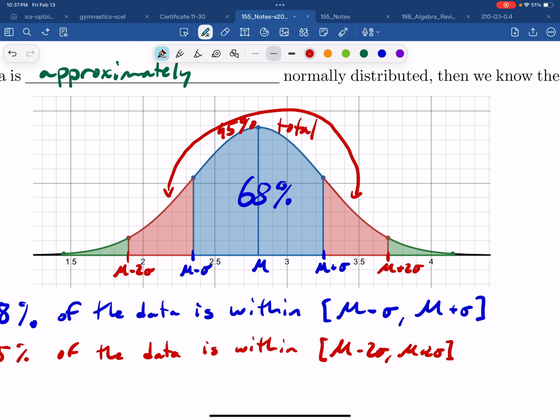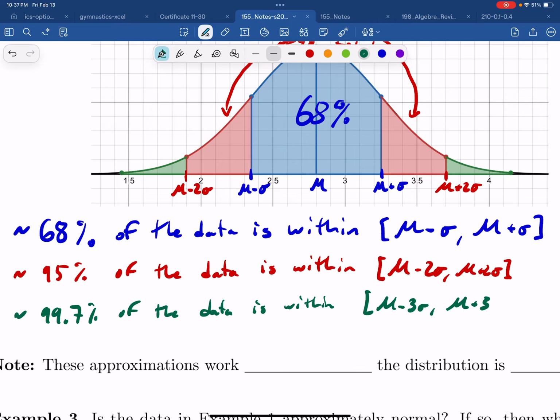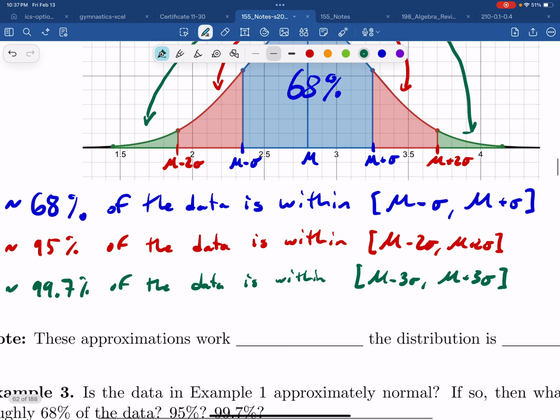And then, if we considered the green, then we have that roughly 99.7% of the data is within mu minus 3 sigma to mu plus 3 sigma. Okay, so I guess I'll just do one more of these guys. This is 99.7% total, including the red, including the blue, right? So almost all the data is within 3 standard deviations of the mean, okay?